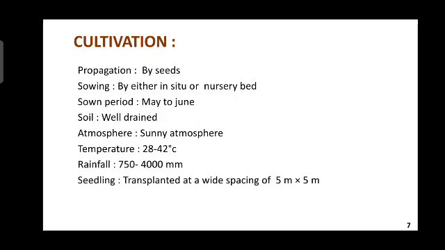Cultivation: propagation by seeds, sowing either in situ or in a nursery bed. Sowing period is May to June. Well drained soil is important. A sunny atmosphere is needed. Temperature 28 to 42 degrees Celsius. Rainfall of 750 to 4000 mm is required. Seedlings are transplanted at a wide spacing of 5 by 5 meters.